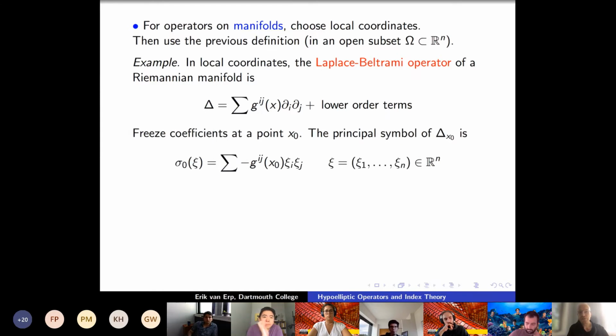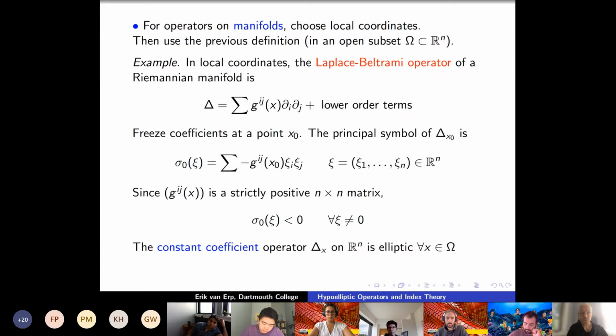Okay, so what does it mean to freeze coefficients? Well, it just means that instead of a function, the g^{ij}, of course, are the Riemannian metric, or the inverse, I guess, you evaluate it at a certain point, and now you have a constant coefficient operator. And its symbol is this second order polynomial in the xi variables. And of course, if you have a Riemannian metric, this matrix is strictly positive. So no matter which nonzero value for xi you plug in, you get something negative, and so these constant coefficient operators are therefore elliptic.